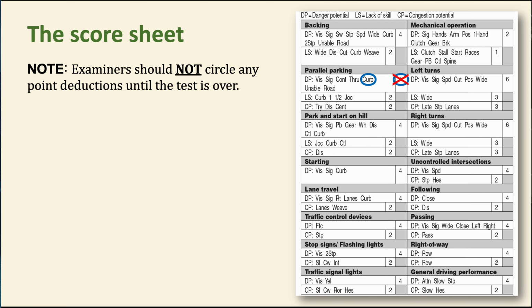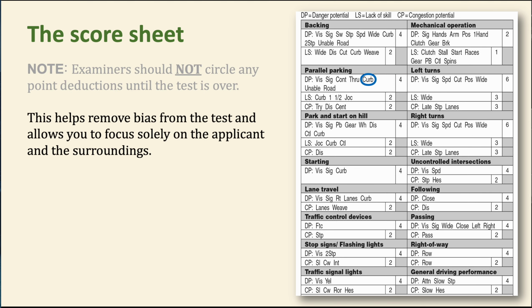Remember, do not circle the point deductions at subscore until the test is over. This helps remove bias from the test. That way you can focus on the applicant and the surroundings and not do mental math in your head while the test is going on.